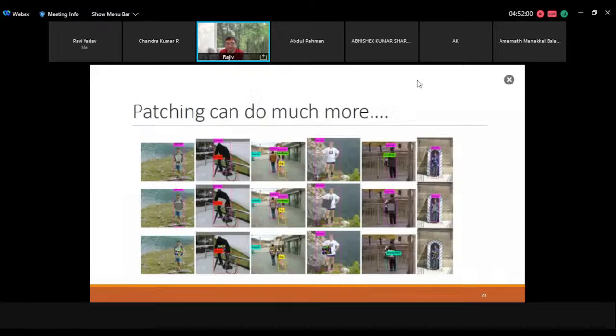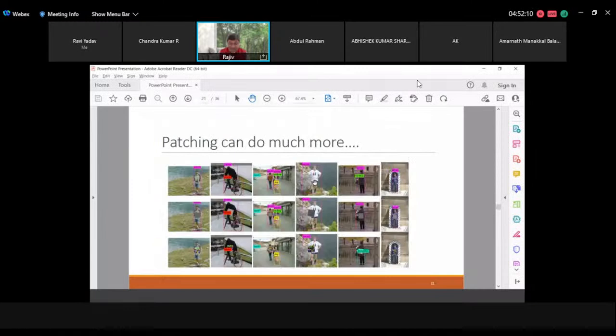So this is a classic example of an attack using a patch, right? Now there are many more examples in patches. So let me give you some, zoom in.